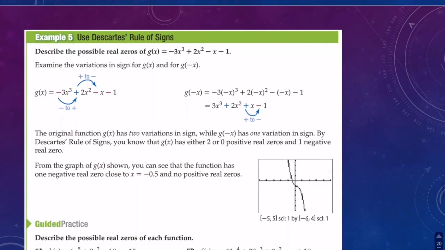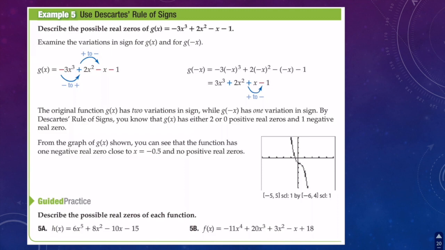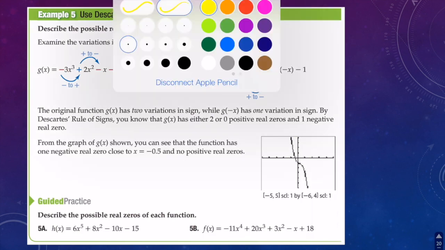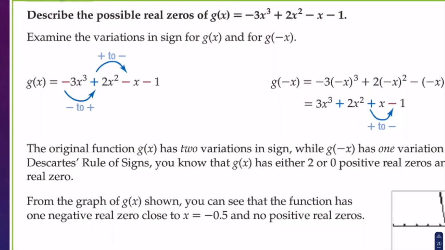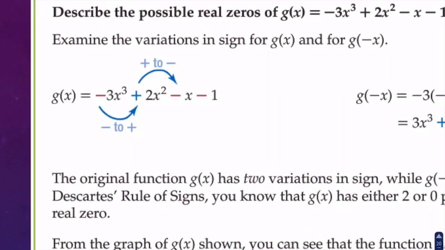Now, with that being the case, let's take a look at example 5. Describe the possible real zeros of g of x is equal to -3x to the 3 plus 2x to the 2 minus x minus 1. Now, if we take a look at the signs of just plain old g of x, we start off with -3x to the 3, and immediately we change from negative to positive, so that's a change of signs. And then we change back with the third term, so that's another change of signs. So we have 2 changes of signs. So that means that the number of possible positive real zeros is going to be 2.